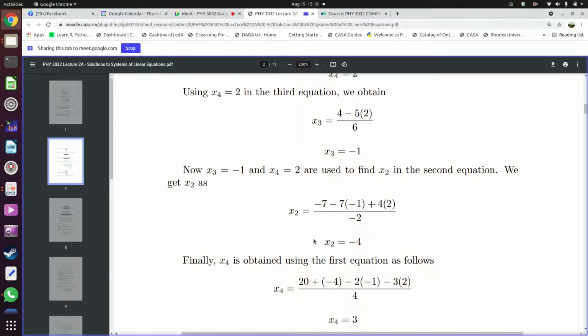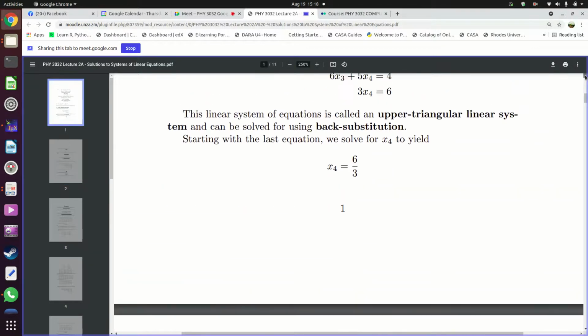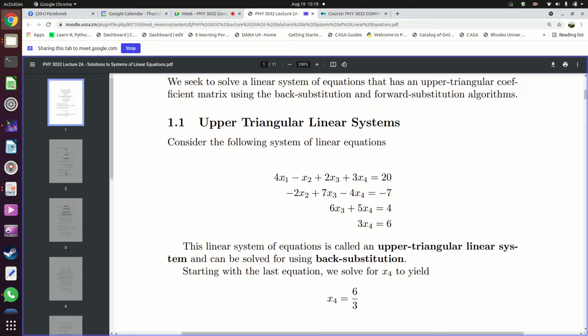Is it clear? Now we have x4 equals 2, x3 equals minus 1, and x2 equals minus 4. With these values of x2, x3, and x4, we're going to use them in the first equation. This one, 4x1 minus x2 plus 2x3 plus 3x4 equals 20. So we transfer all these terms to the other side, and we end up with 4x1 equals 20 plus x2 minus 2x3 minus 3x4. Then the whole thing is divided by 4.